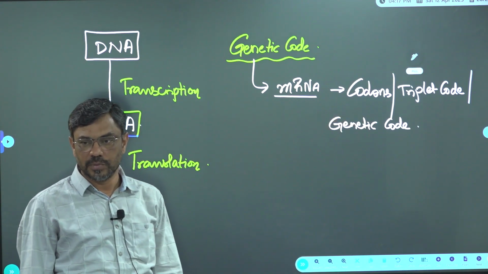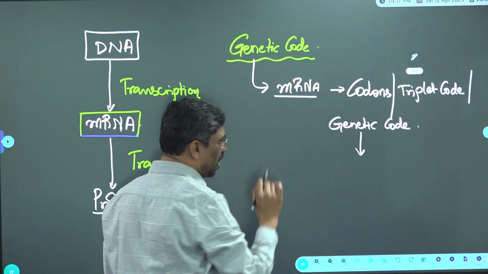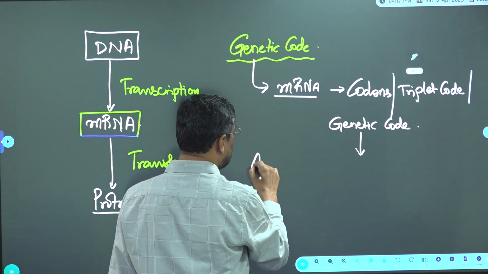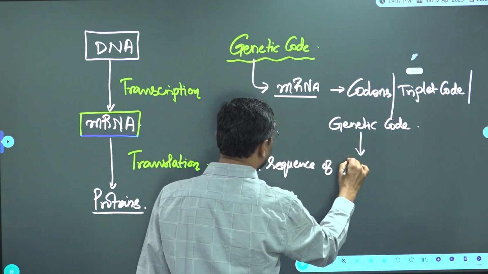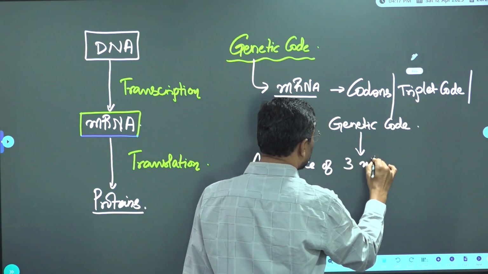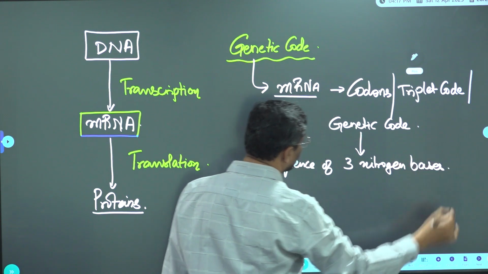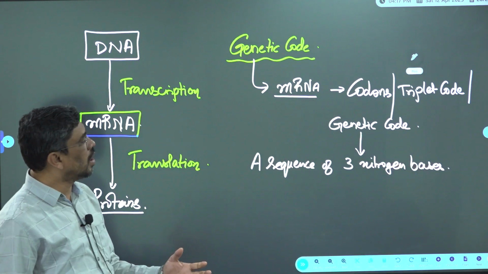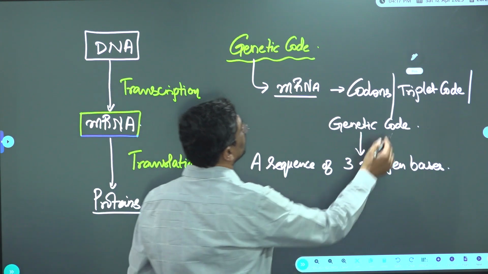Okay. So that means, what is genetic code, or what is codon, what is triplet code? A sequence of 3 nitrogen bases is called a codon or triplet code or genetic code.